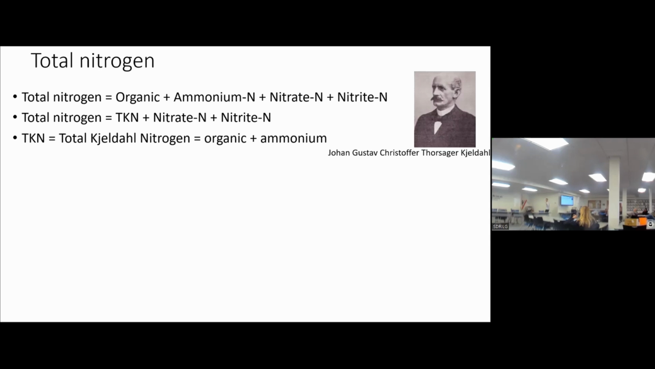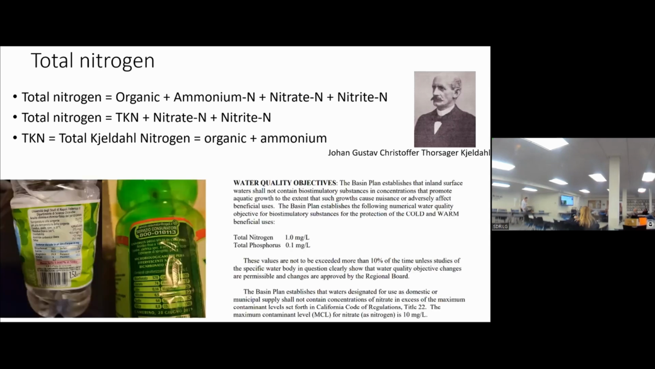I'm boring you to death about these things because if you understand this, then you can compare different things. For example, the basin plan for Rainbow Creek says that we cannot have more than 1 milligram per liter of total nitrogen. And I'm sure that some of you know that very well.